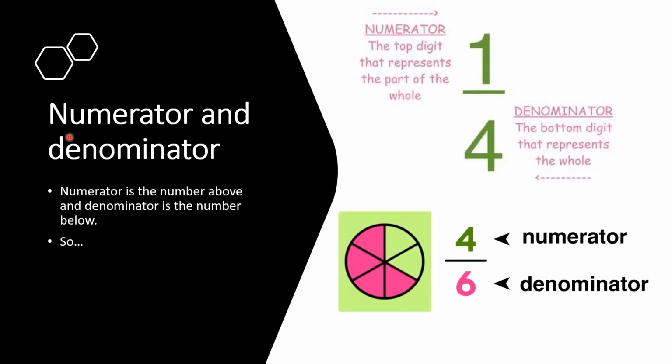So let's learn more about the numerator and the denominator. Numerator is a number above the denominator and the denominator is a number below the numerator. So the numerator, which is 1 in this case, is the top digit that represents the part of the whole. Denominator is the bottom digit that represents the whole.